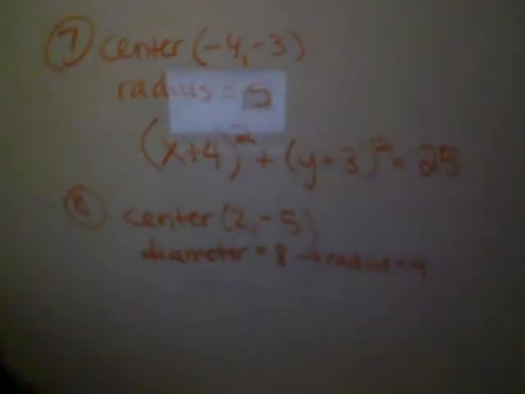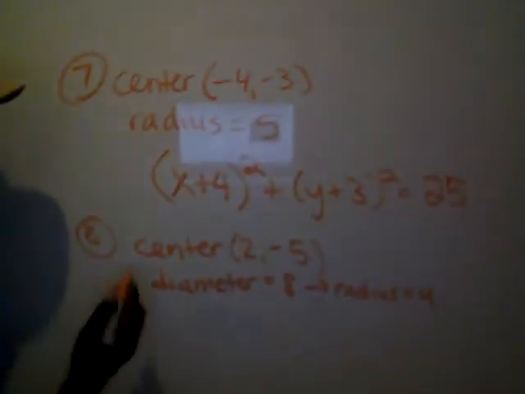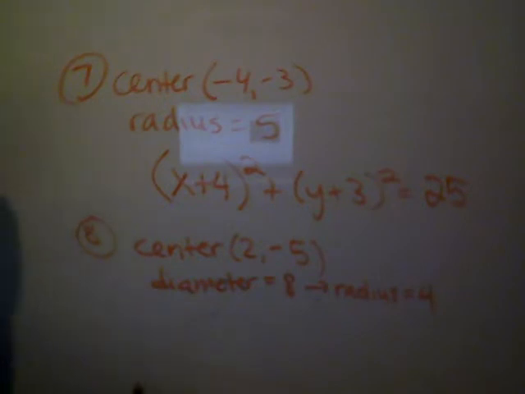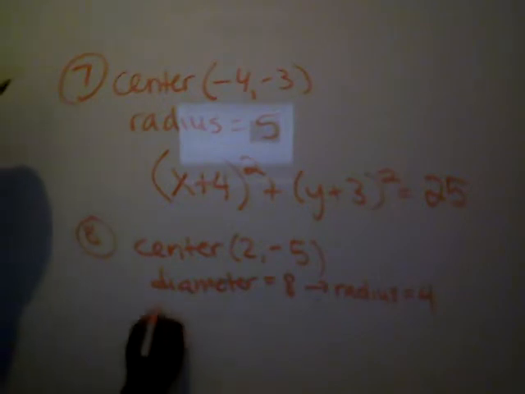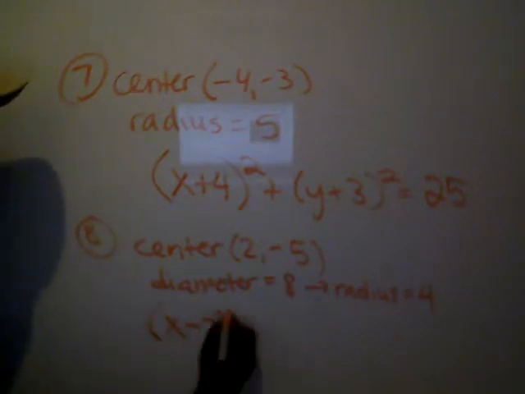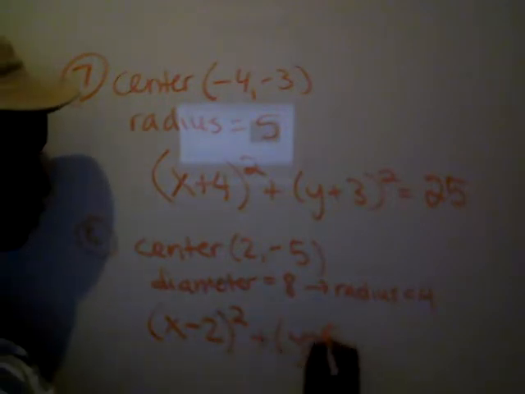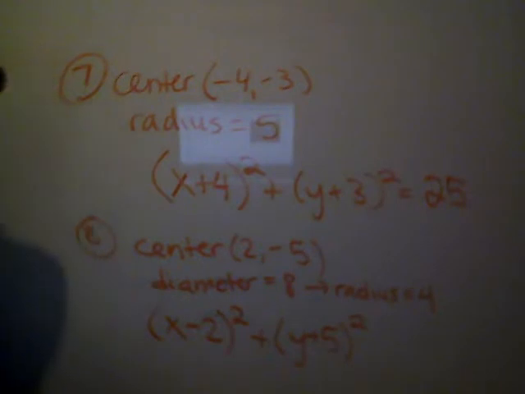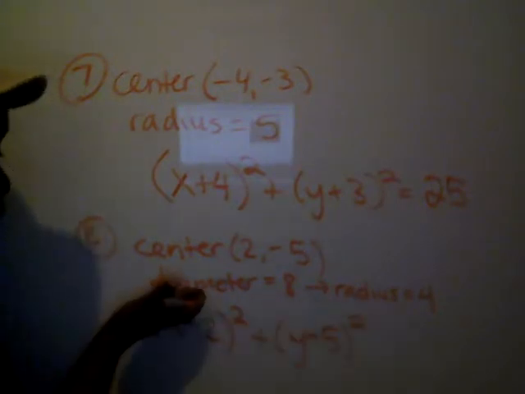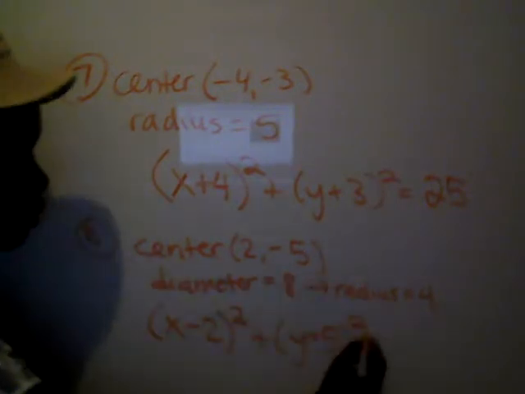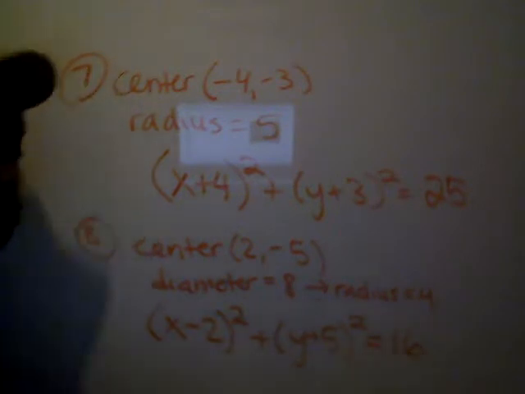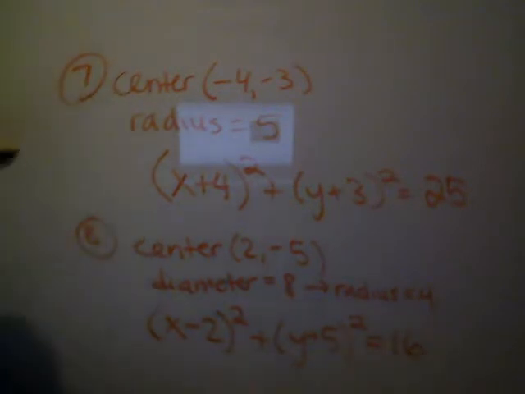So then from there, we can write our equation. So if the x coordinate of the center is 2, that means we do x minus 2 squared, and then plus y plus 5 squared. And then the radius we said was 4. Diameter was 8, but we only need half of that number. So the radius is 4. We're going to put that in as 16, 4 squared. And that would be that equation.